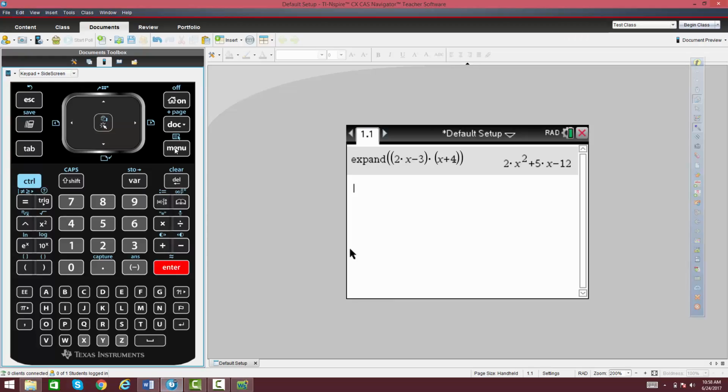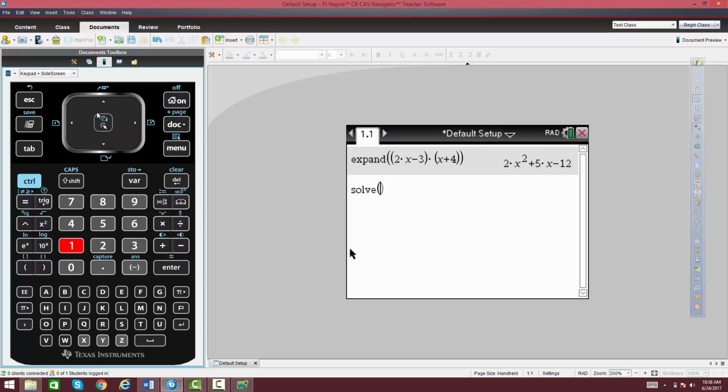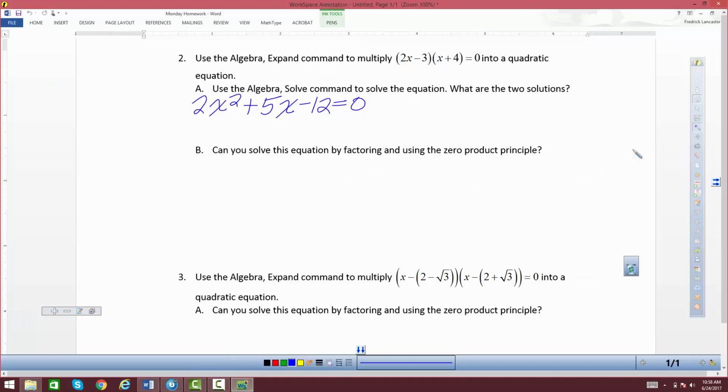So back to the calculator, menu, 3 for algebra, 1 for solve. I'm going to up arrow, highlight my trinomial, hit enter, and it pastes it down here into the solve command. Now I need to turn that into an equation by setting it equal to 0, then putting in a comma, and I have to tell the calculator which variable to solve for, and that is x. So we get x equals -4 or x equals 3/2. So I'm going to write those down. X equals -4 or x equals 3/2.